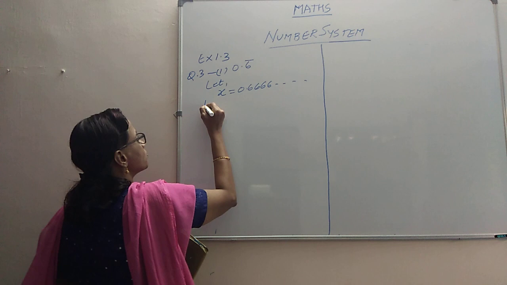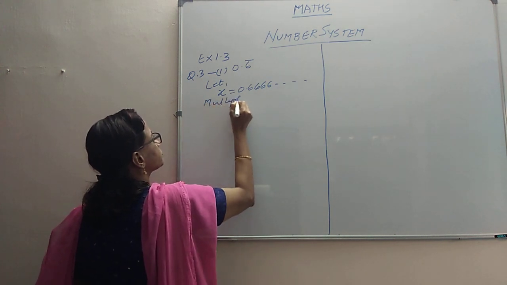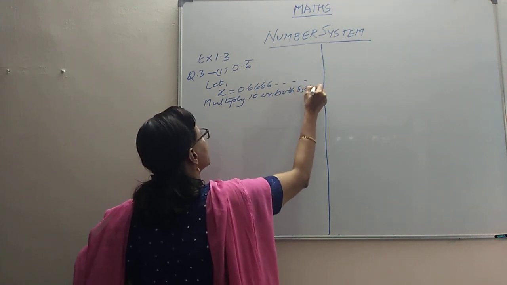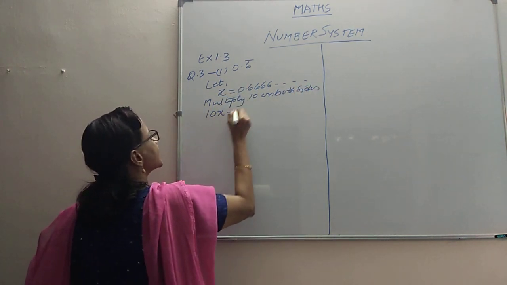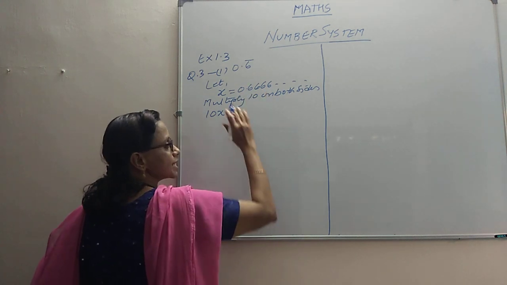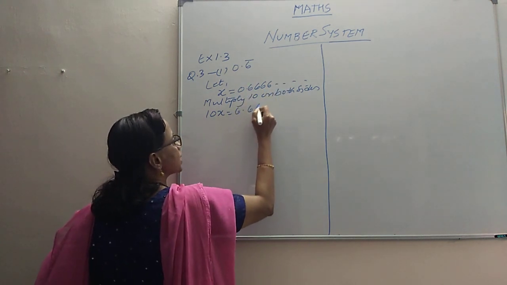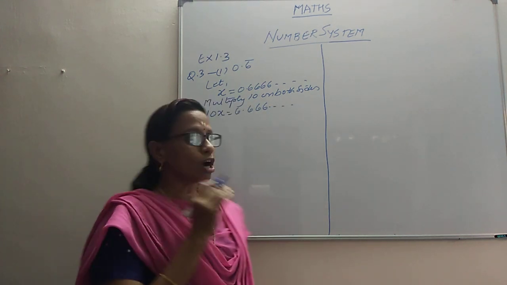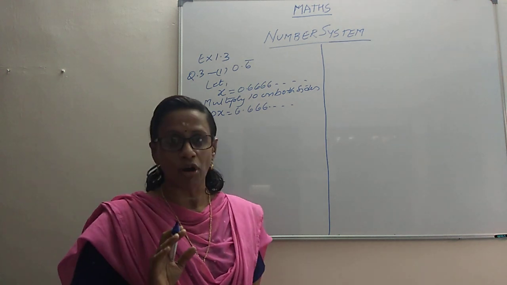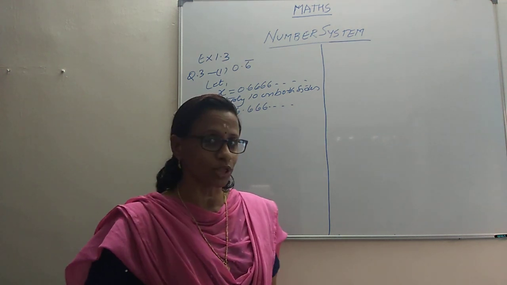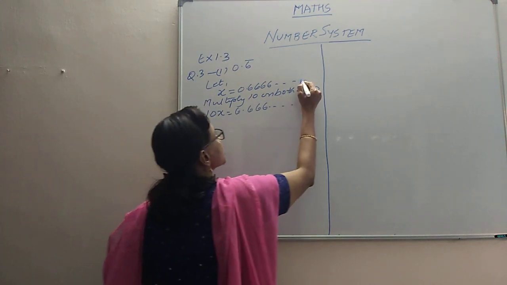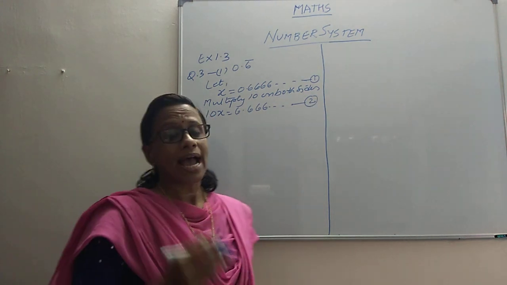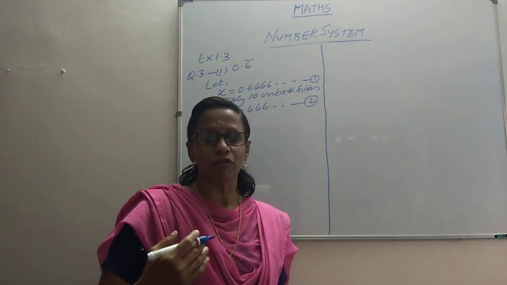When we multiply 10 on both sides, 10 multiplied by x makes it 10x, and 10 multiplied by 0.6, the decimal shifts one place to the other side. So it becomes 6.6666 and so on. Having done this, because we have both in the standard form, we give equation numbers. We will call this equation number 1 and this equation number 2. And our next step, as I said, is a tailor-made format.